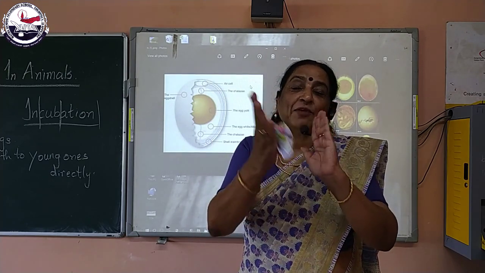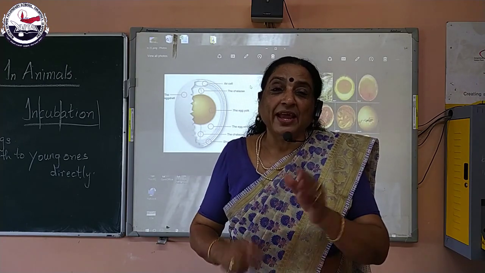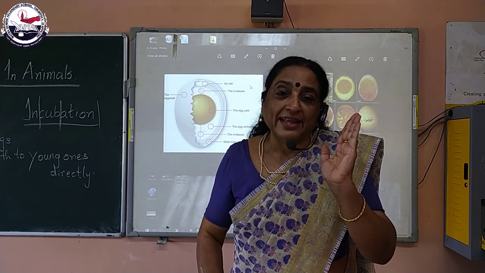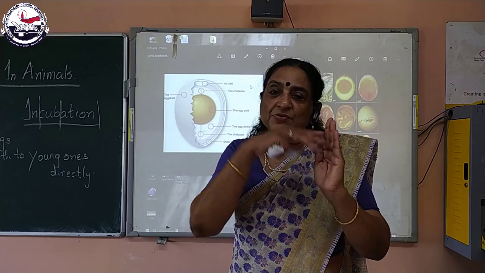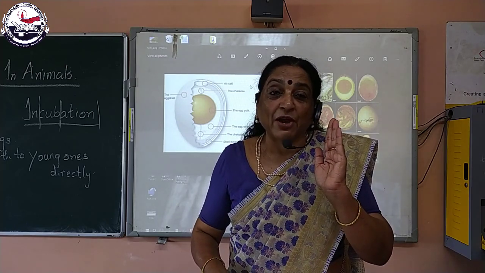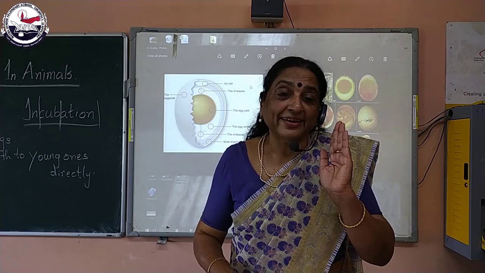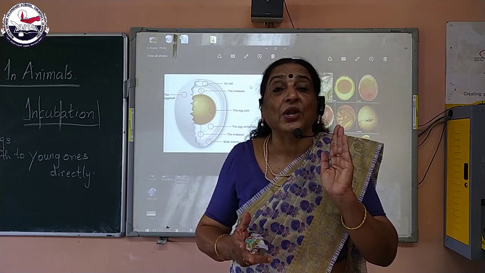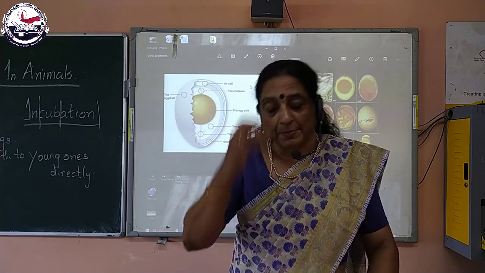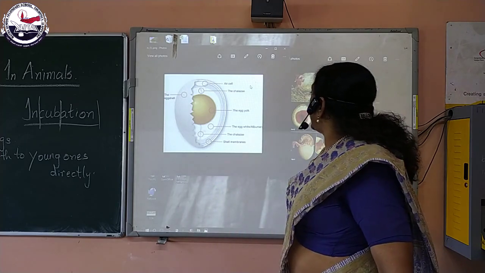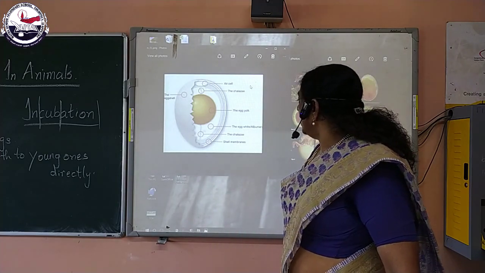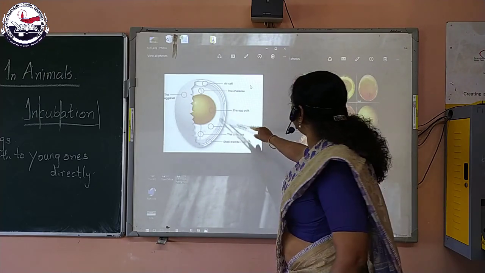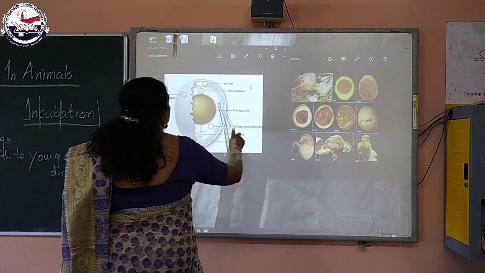I told you to take one egg, boil it today itself, peel out the shells, cut it into two halves, and take the egg in your hand and study. First one is the eggshell. It's made of calcium, so it is so hard. Beneath the eggshell, you have the white jelly-like substance called albumin. Understood? Yes, the white jelly-like substance called albumin.